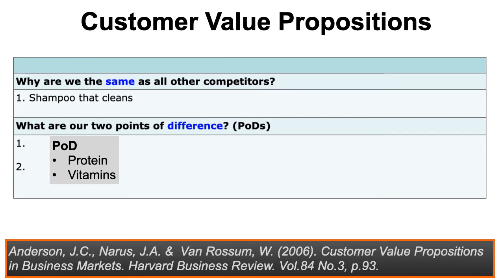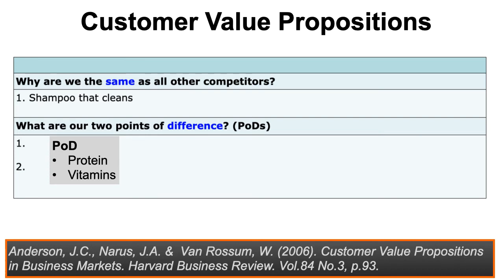Now, once we've done that, we've got a good idea what the products are we want to sell and who the segments are. And now we can write our value proposition. A value proposition must consist of two main things. Why are you the same as your competitors? We call that a point of parity, POP.